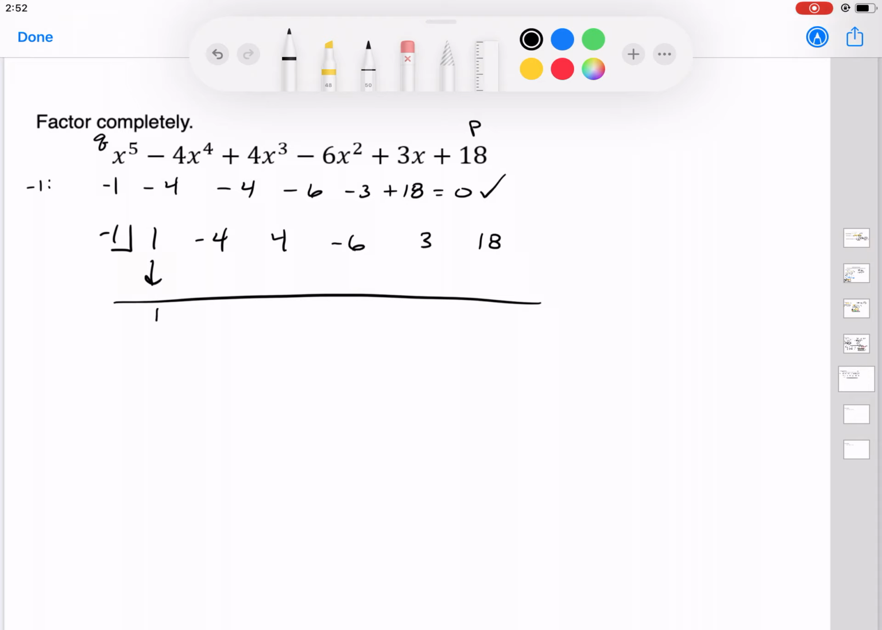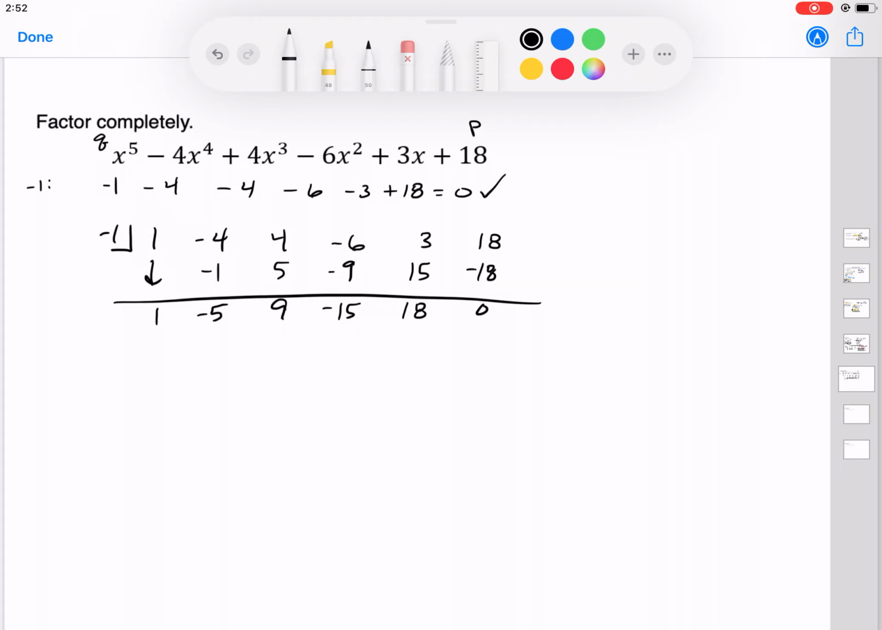And then I'm going to go ahead and just do my synthetic division. I'll do that pretty quick right here. 5, 10, that's -9, 15, that's 18, and that's -18, and 0. Okay, now we're on to our next line.